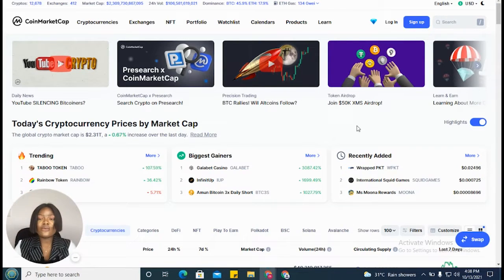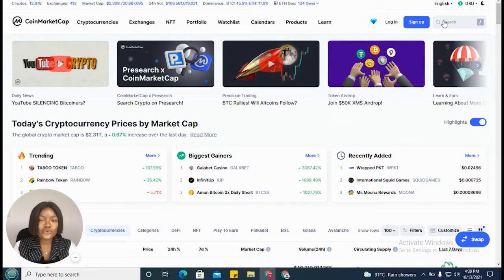The fastest place I use for my basic research is coinmarketcap.com. Just go to www.coinmarketcap.com. CoinMarketCap is a web platform which shows you details and information about a token, about the currency token. So now let's start with the coin.